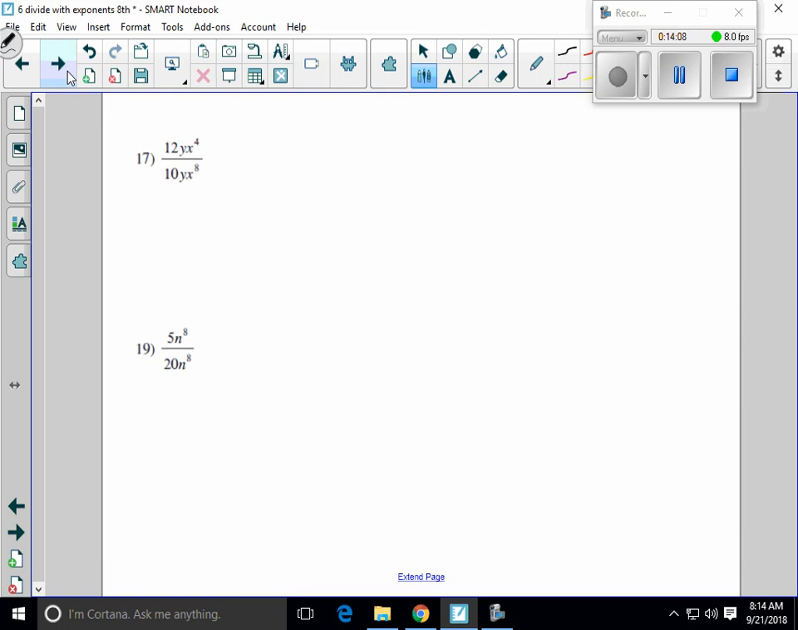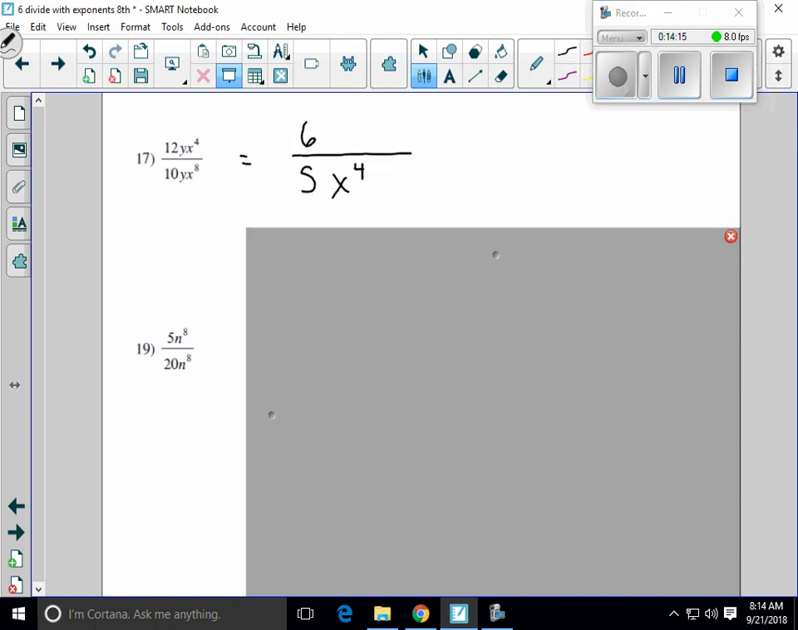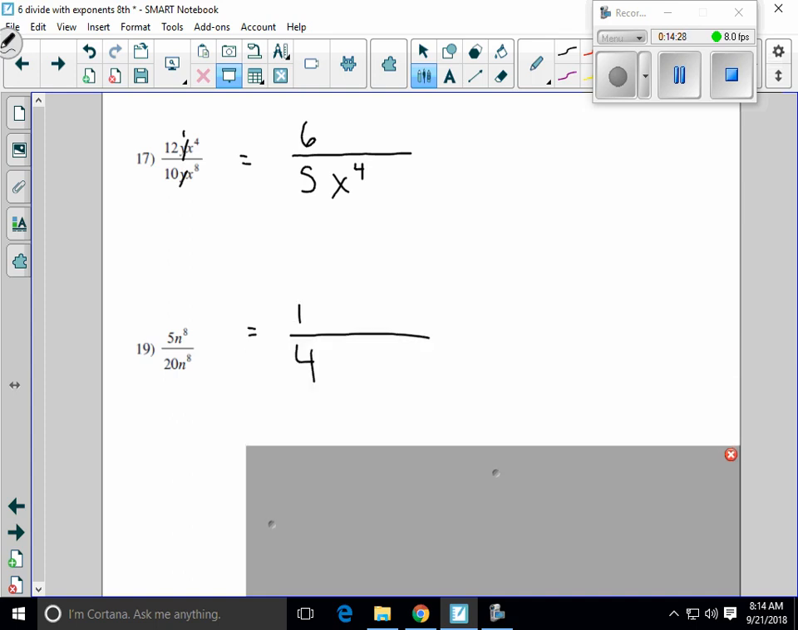okay, please try 17 and 19. Okay, in 17, you can reduce the numbers. The y variables divide out. Y divided by y is 1. But again, 1 times anything stays the same. And then in the last one, 5 over 20 you can reduce. N to the 8th over n to the 8th. Okay. You can say that's n to the 0. Remember, anything to the 0 power is really just 1. So your final answer there is just 5. 5 over 20 could be reduced to 1 over 4.